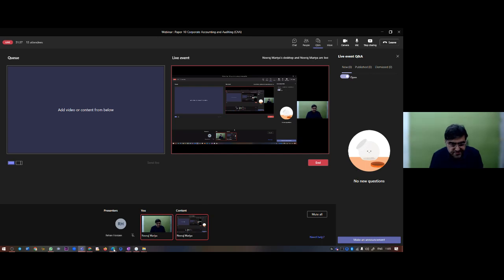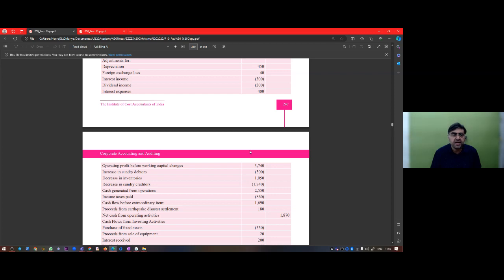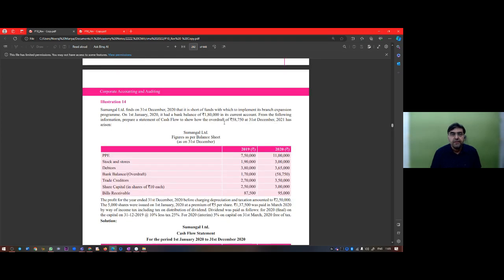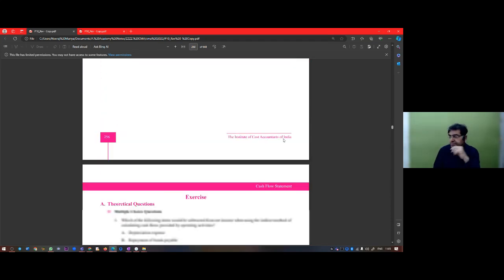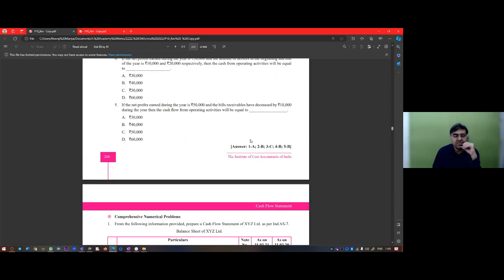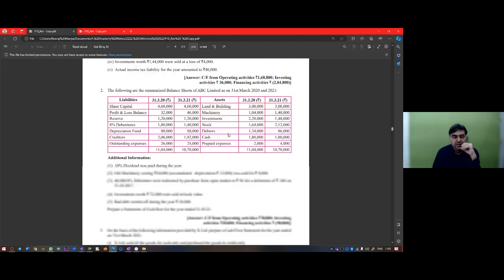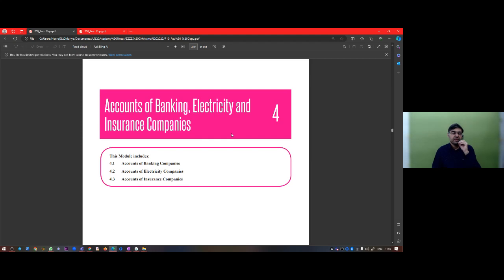Here we begin with banking company accounts. Page number 270 of your module. Confirm that the screen is visible. Please confirm that you are able to see the page, accounts of banking, electricity and insurance companies.